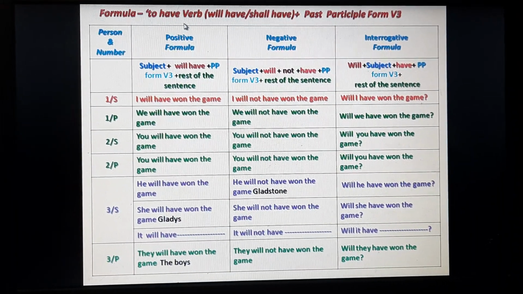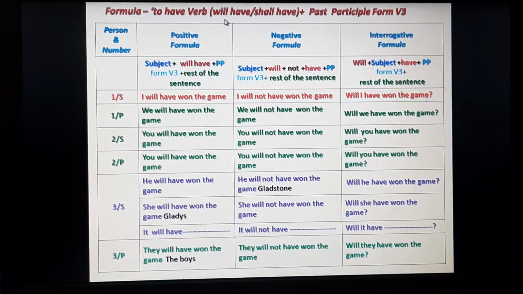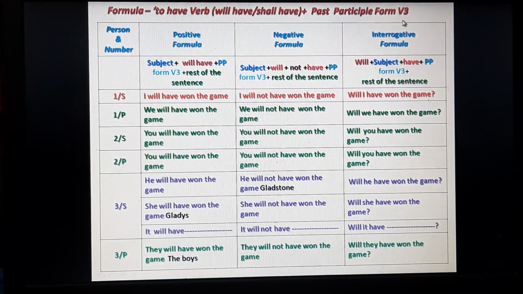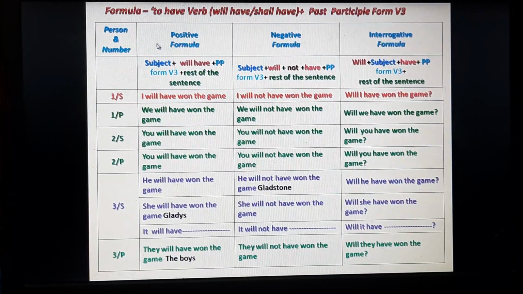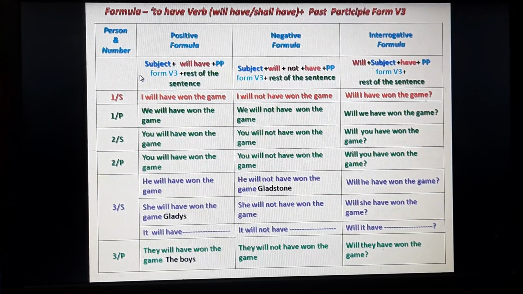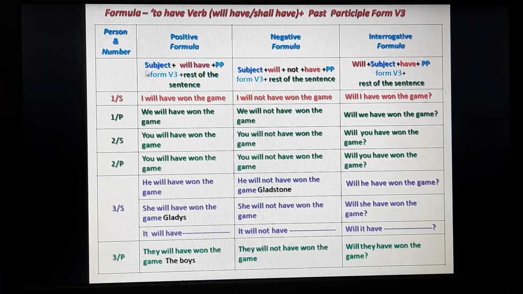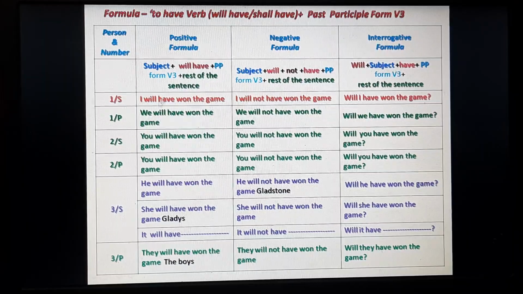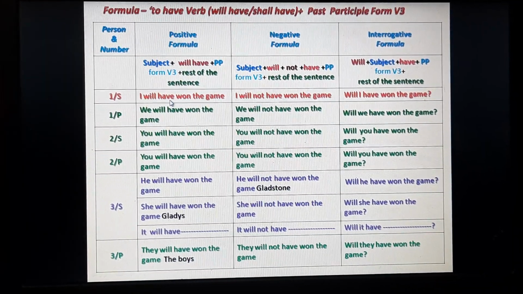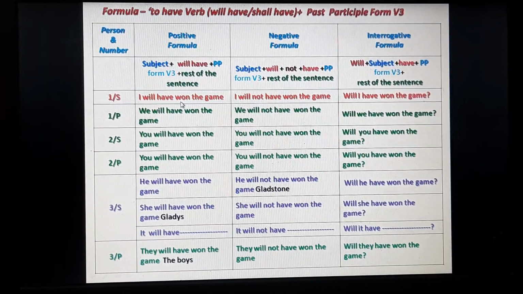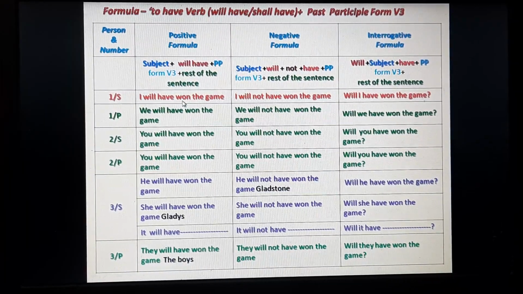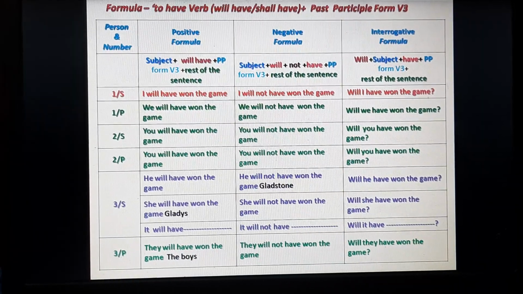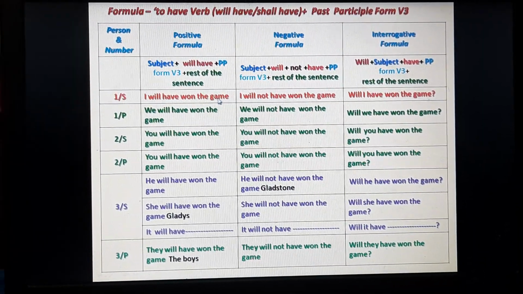In the sentences, the verb to have will be used as will have or shall have plus the past participle form of the verb. Now in the positive sentences, in the first person singular, you will have the subject I, then the auxiliary will have, then the past participle, won, which is the past participle of the verb win, and then the rest of the sentence. So I will have won the game.